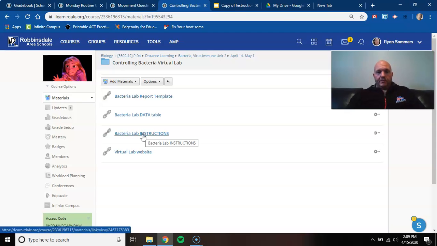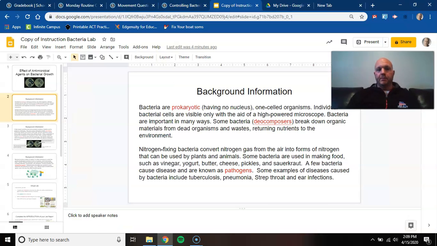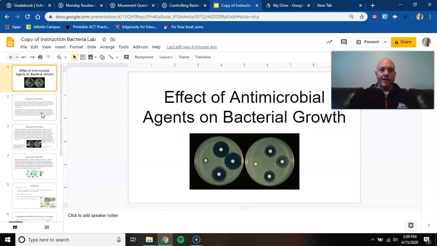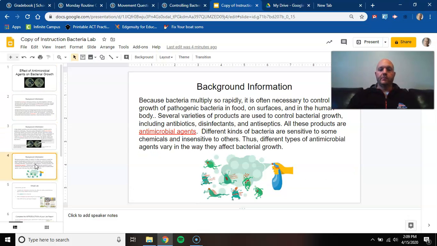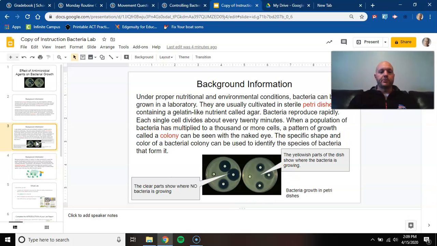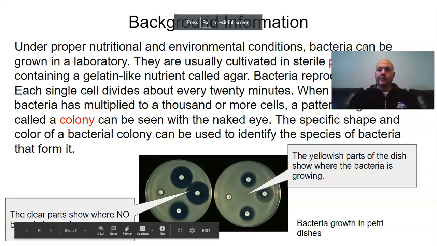This Bacteria Lab Instructions brings up this copy of instructions 1. And if you're looking to write your introduction, the 3 slides of background information are where you'll get the information from. The lab is pretty simple, and I'm going to show you with this one. Might as well present it.